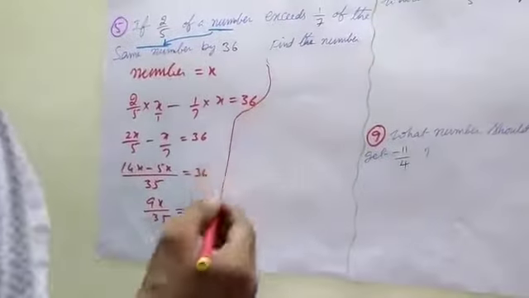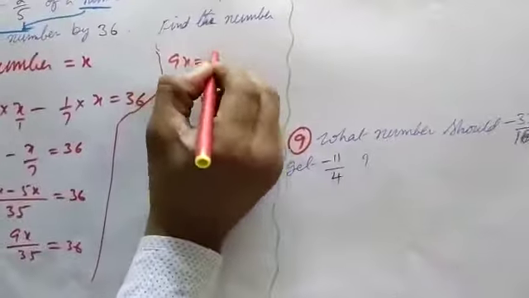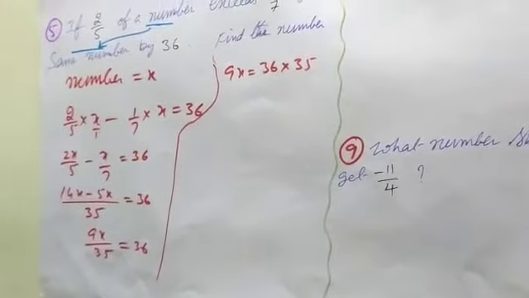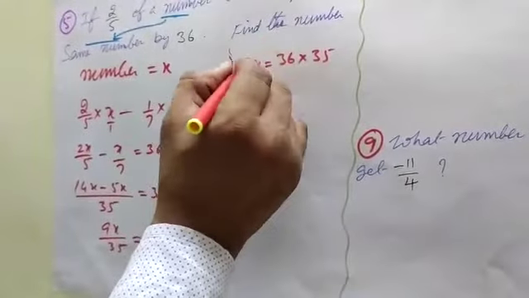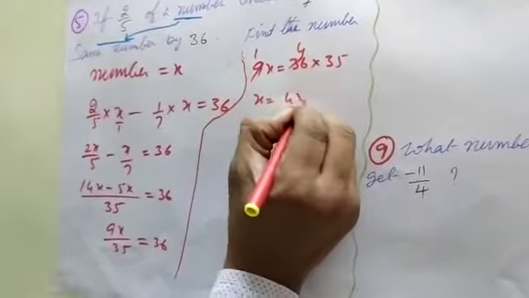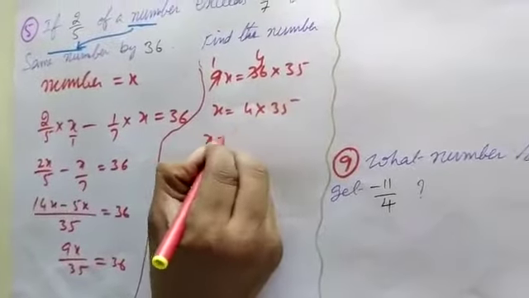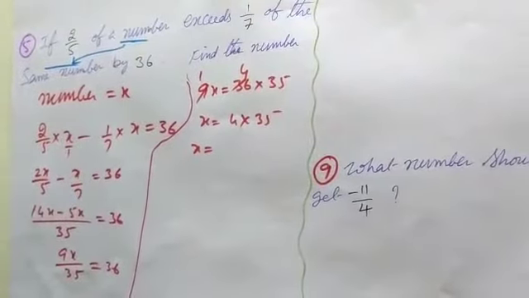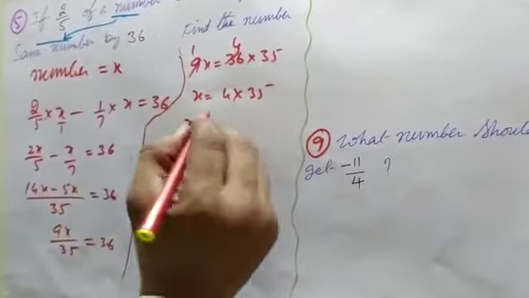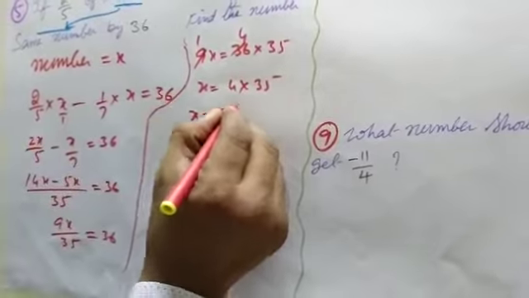Cross multiplication: 9x is equal to 36 into 35. 9 1s are 9, 9 4s are 36. Therefore, x is equal to 4 into 35. 4 7s are 28, 4 3s are 12, so 70, 140. x is equal to 140.